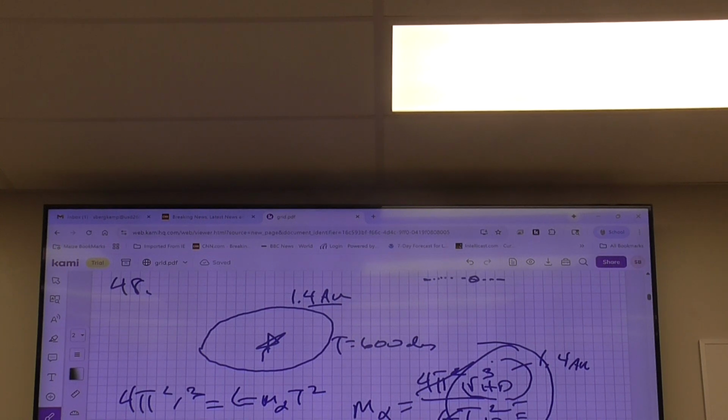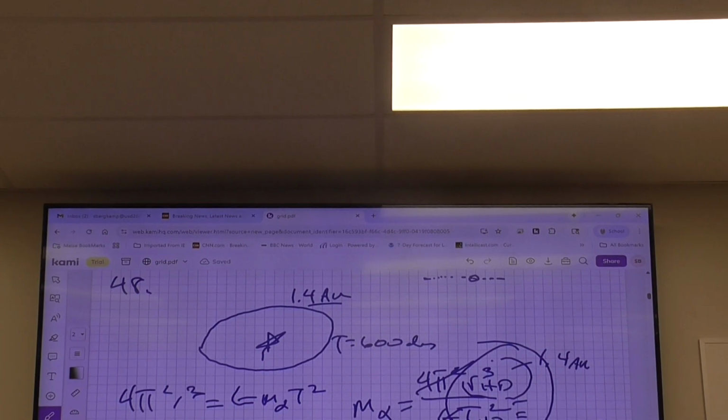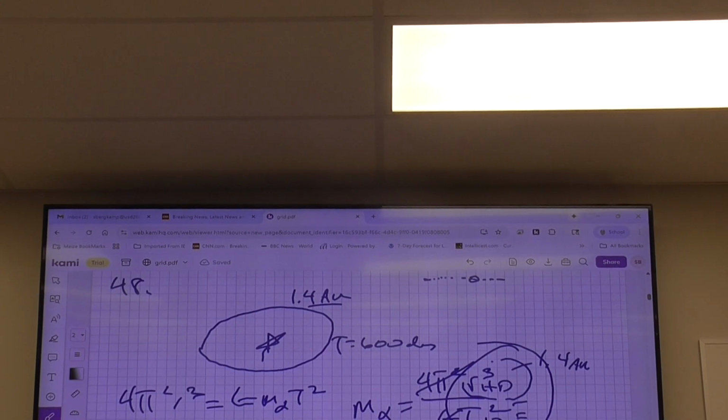Now, on 49, you're told that it orbits a small star, you're given the orbital radius, and you're told that the mass is 0.13 that of the sun. How long is a year on this world? So what you need to do on 49, you cannot use Kepler's third law. Mainly because of the fact that you are only given information about one planet. So when you do 49, you don't have a choice.